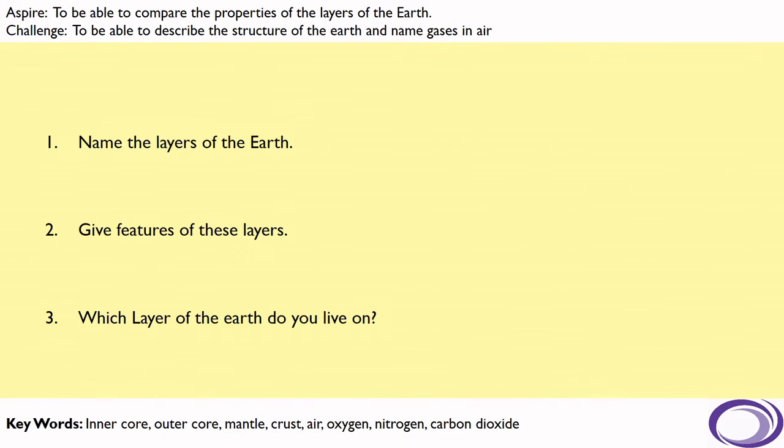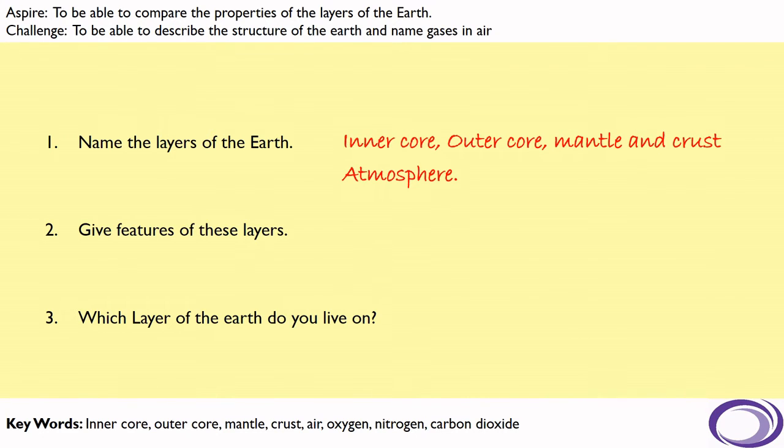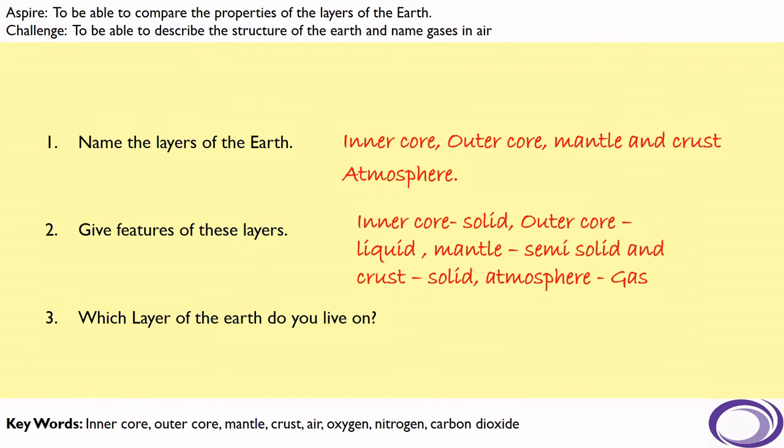So the layers of the Earth, we have the inner core, outer core, mantle and crust, and also the atmosphere. Some features of these layers are seen on the screen. I've put the properties and the states of those layers. So we've got the inner core solid, outer core liquid, mantle semi-solid, crust solid, and atmosphere gas. The layer that we live on is the crust.